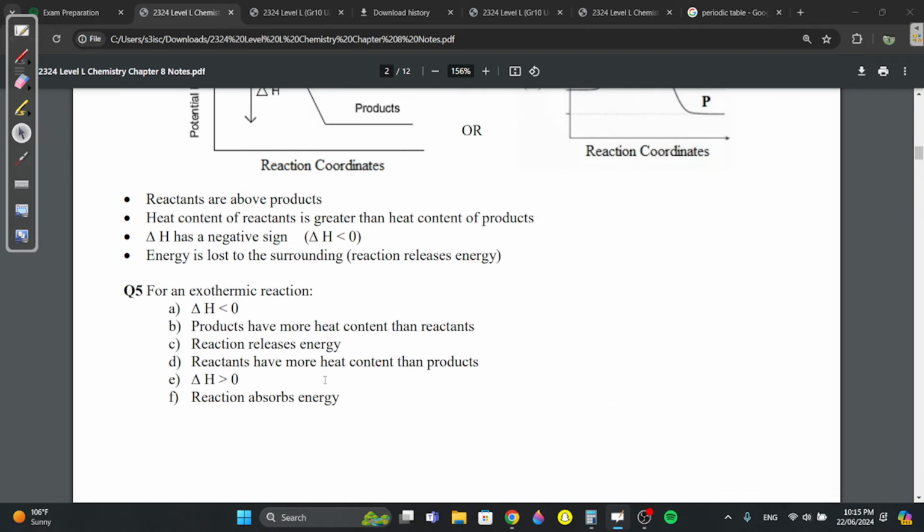For an exothermic reaction, choose which is correct. Is delta H negative? Yes. Products have more heat content? No. Reaction releases energy? Yes. Reactants have more heat than products? Yes. Delta H is positive? No. Reaction absorbs energy? Definitely no.